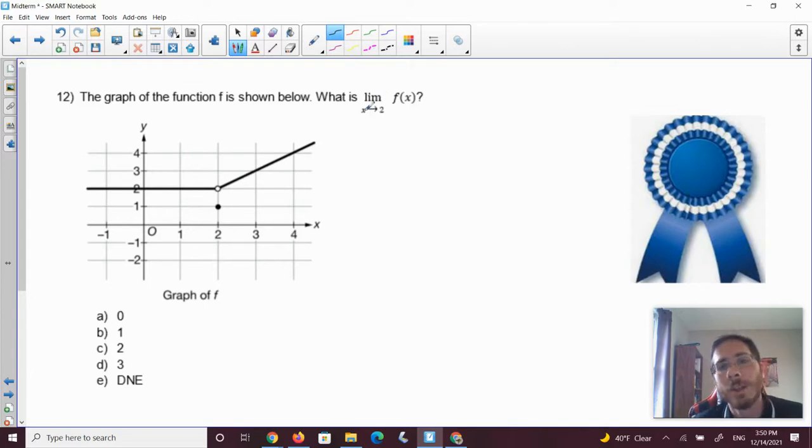So we have to find the limit as x approaches 2 of f of x. So again, when we're talking about the limit, we want to see what it approaches. We don't really care about the actual value. So we need to find out what both sides are headed towards. And in both cases, we're headed towards the number 2. So since both sides are headed towards 2, we're going to pick 2.